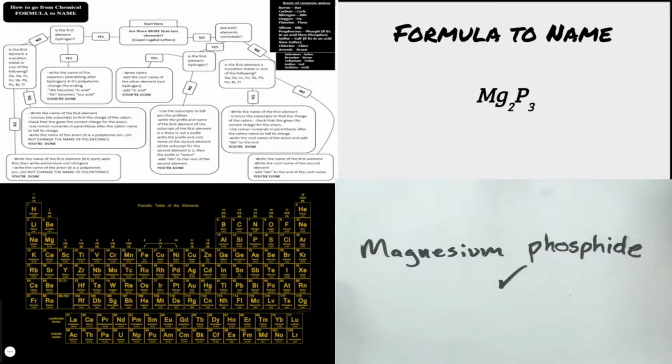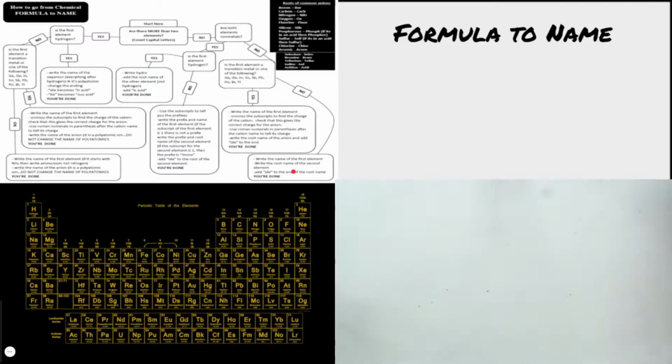Let's do a number of examples more. I've got quite a few examples to do today, so hopefully you get the process. And as usual, follow the flow chart and you will be good. So CaS. Are there more than two elements? No. Are both elements non-metals? No, because calcium is a metal. Is it a transition metal? No, calcium's right here in the alkaline earth metals, so it's not a transition metal.